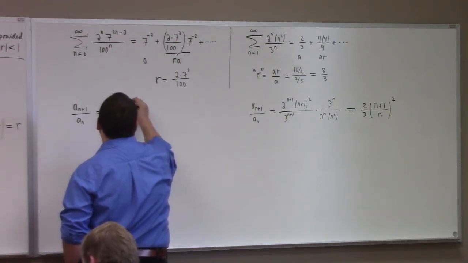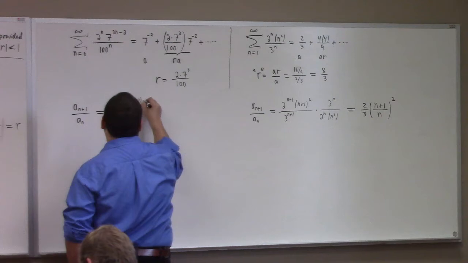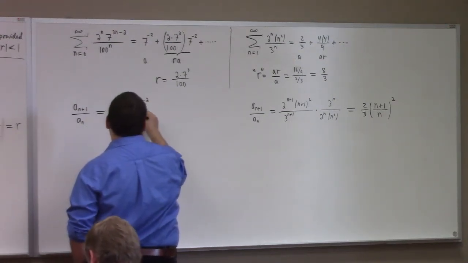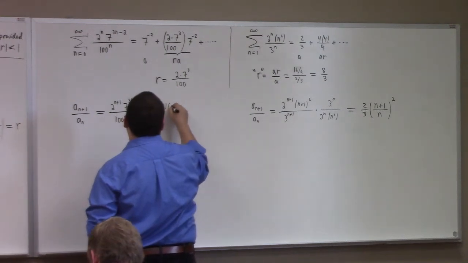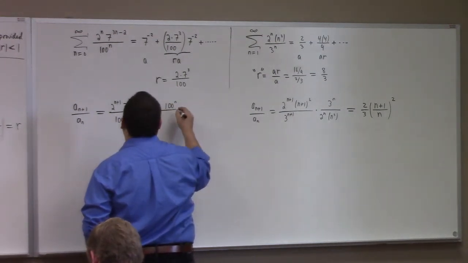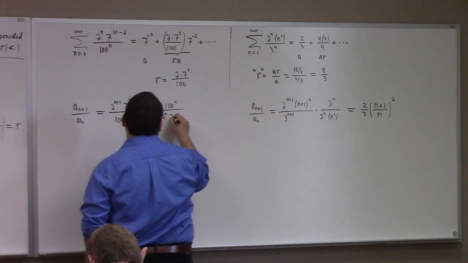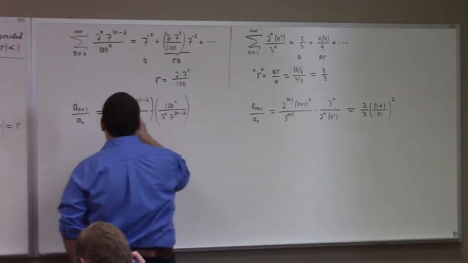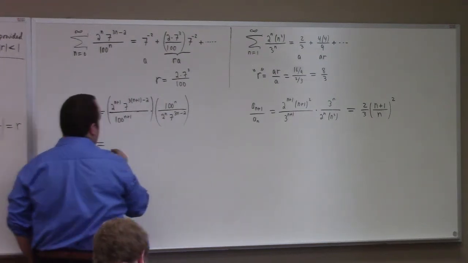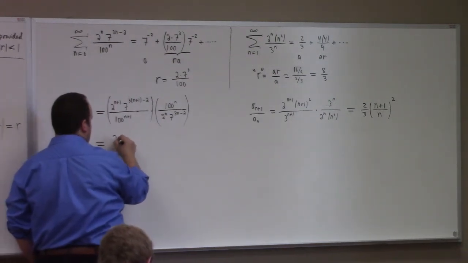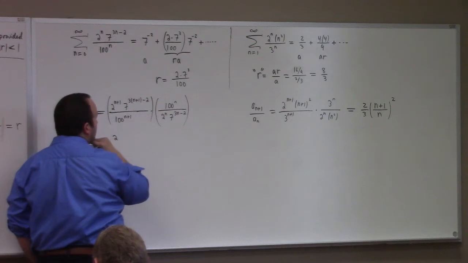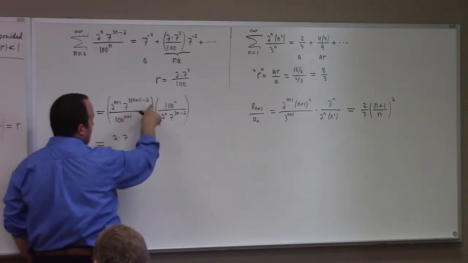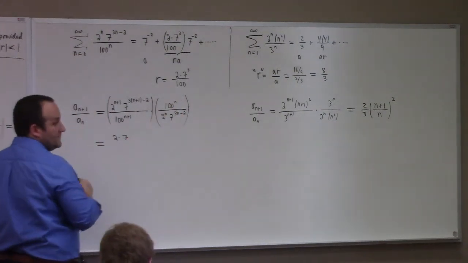1, 7 to the 3 times n plus 1, minus 2 divided by 100 to the n plus 1, and I'll multiply by the reciprocal because that seems like a nice thing to do. 100 to the n, 2 to the n, 7 to the 3n minus 2. Be careful with your laws of exponents. And we get a what? We get a 2 left over, we get a what? Times 7 to the, notice the 7 to the minus 2's cancel.